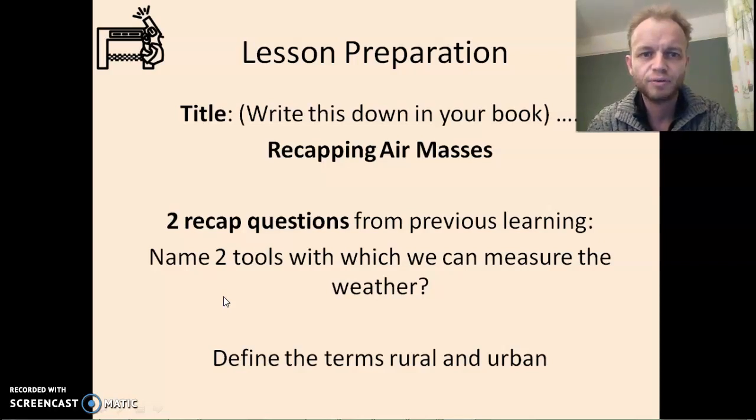As always, we're going to start off with your title. Write this down in your books. So recapping air masses, write that down in your book. And then 2 recap questions.